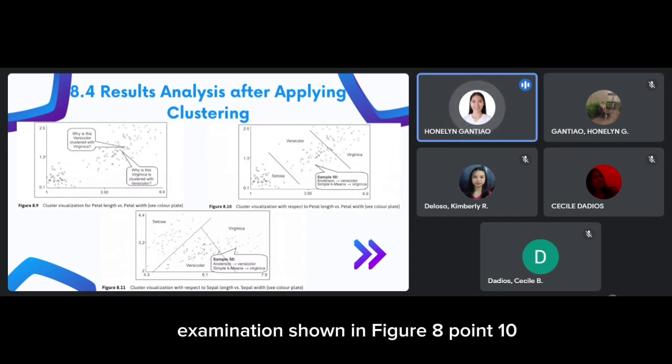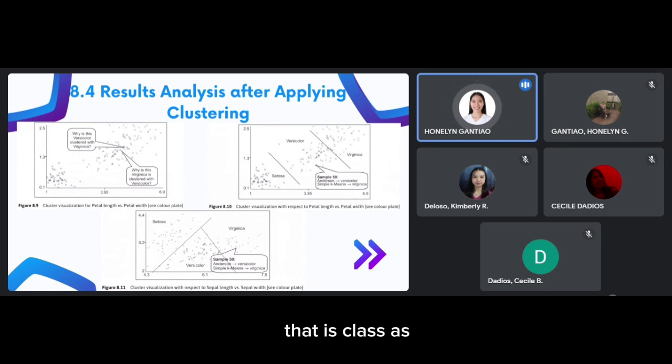Through visual examination shown in figure 8.10, we have drawn boundaries which seem to separate the three species pretty reliably based on just two of these attributes, for instance petal length and petal width. Consider the example of sample 50, which is classed as Versicolor by Anderson and lies on the Versicolor side of the species boundary. Therefore, the clustering algorithm should have put this sample in the Versicolor cluster, but the simple k-means put this sample in the Virginica cluster as shown in figure 8.10.